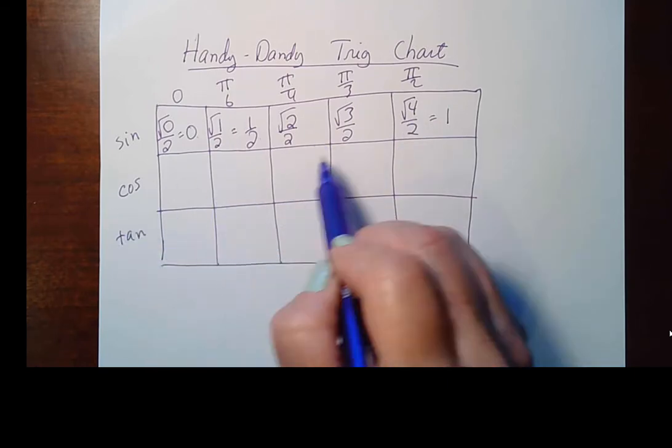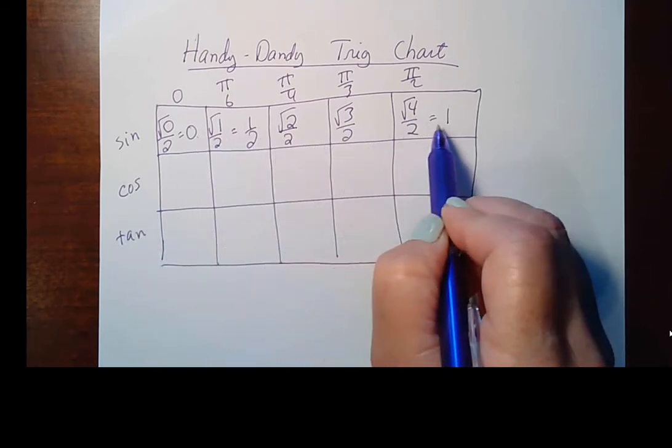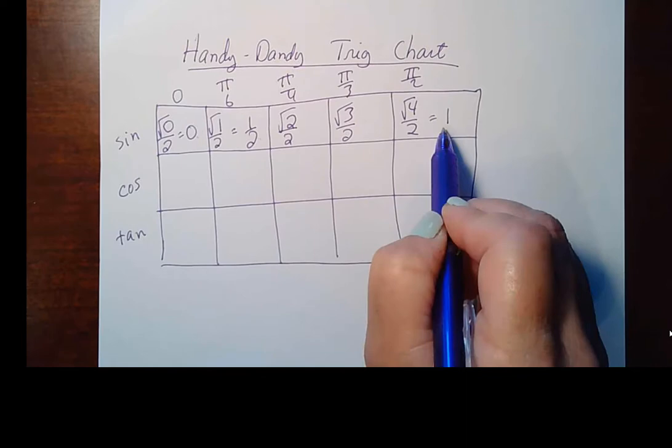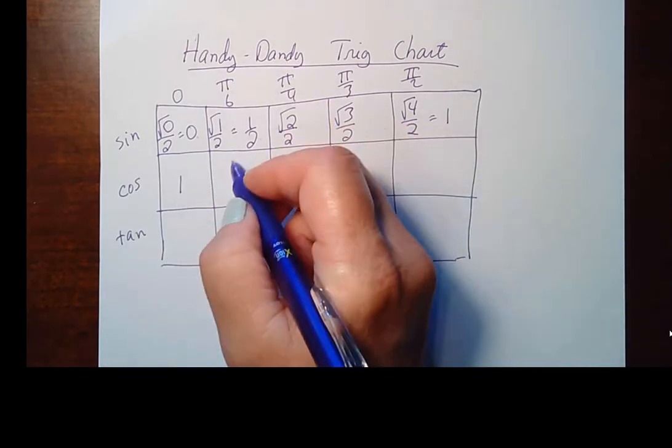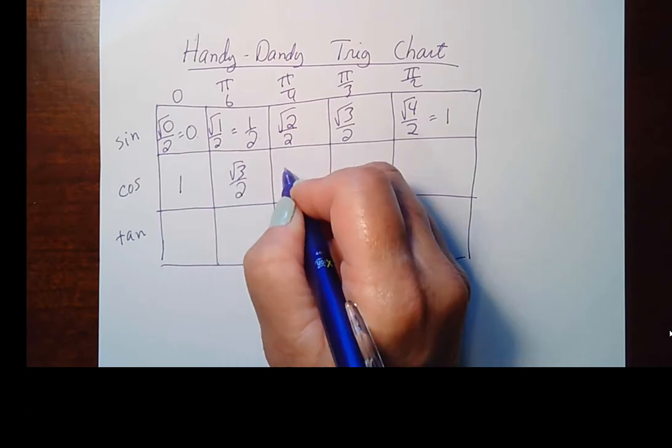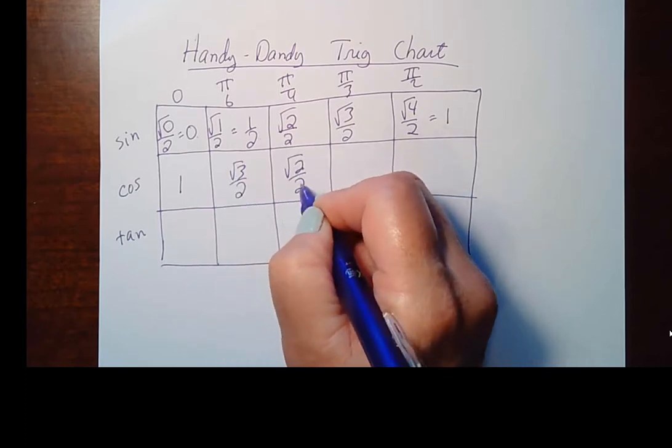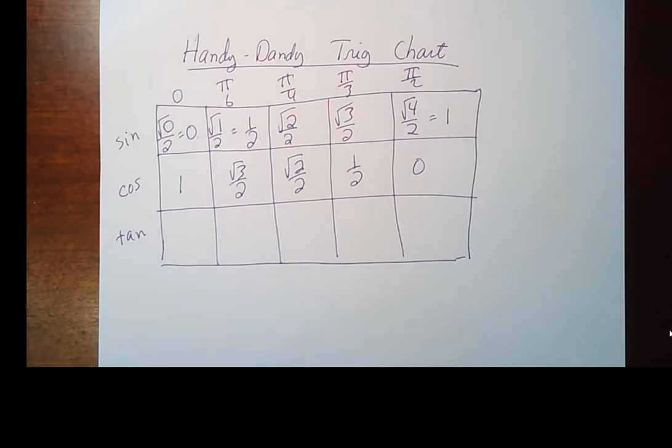If you have these, cosine is easy. They are the exact same values in reverse order. It ended with a 1, so start with a 1. Next to the left is root 3 over 2, that's next to the right. This is the same value for sine and cosine. Next is 1/2, and next is 0.